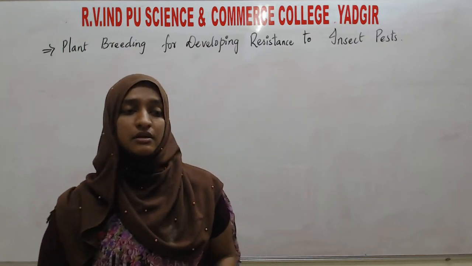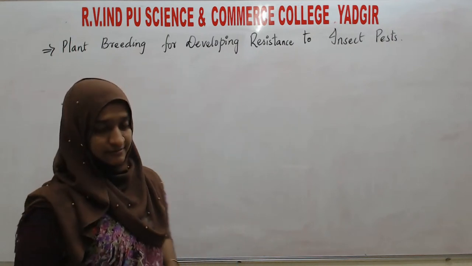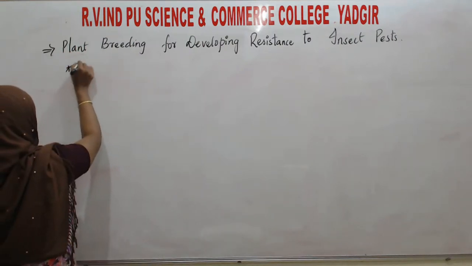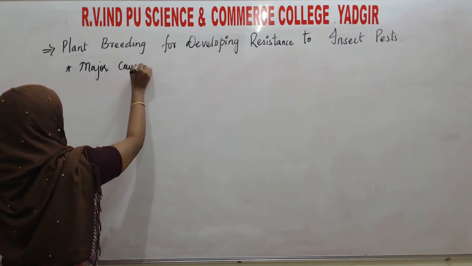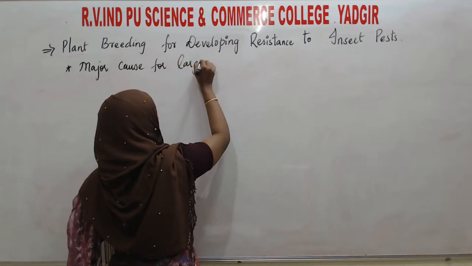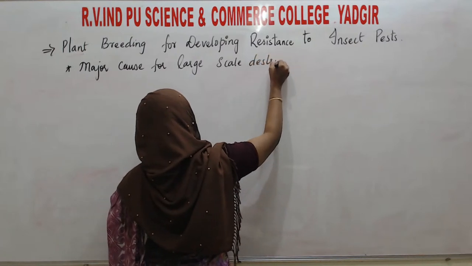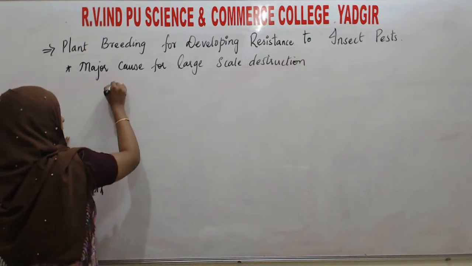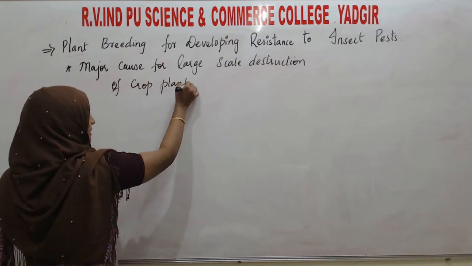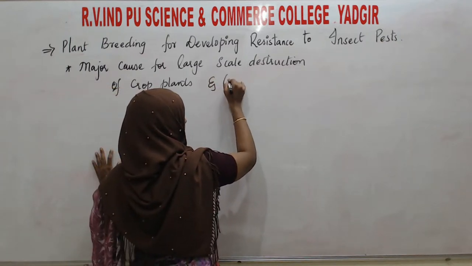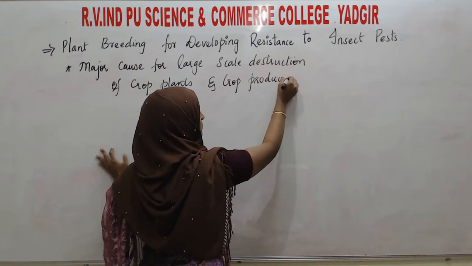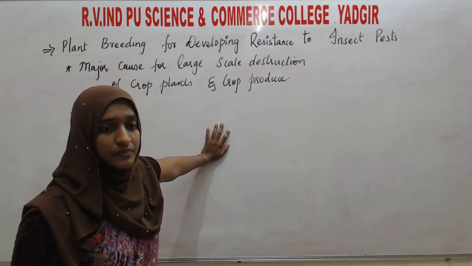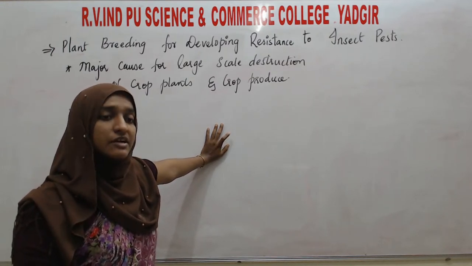First of all, the major cause for large scale destruction of crop plants or crop fields, that is the insect factor. Not only the crop field but also whatever products they are producing. If in the fields they are cultivating crops, and insects are going to destroy them, it will cause a major loss to them.